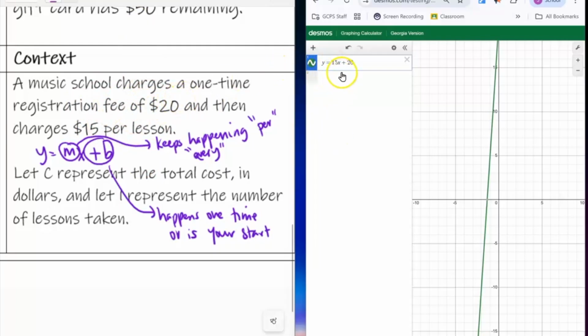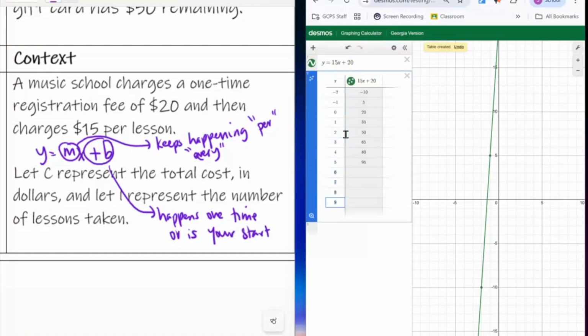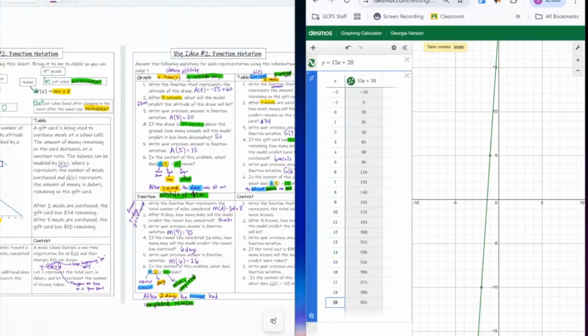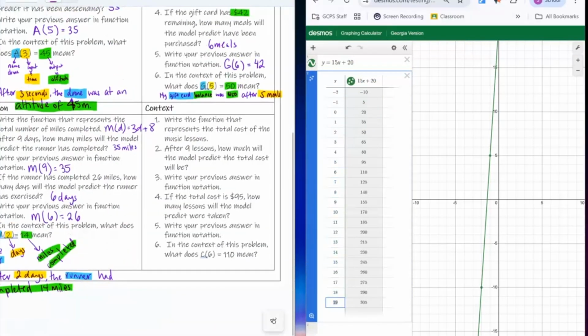If it made it go down, then it would be negative. So just make sure you're paying attention to that. All right, then this becomes just like the last question. What do I do now? I make it a table. I come to the last number, which is 2, and I hold down enter and I get a whole bunch of values. Now I'm ready to answer any question that they would ask me.